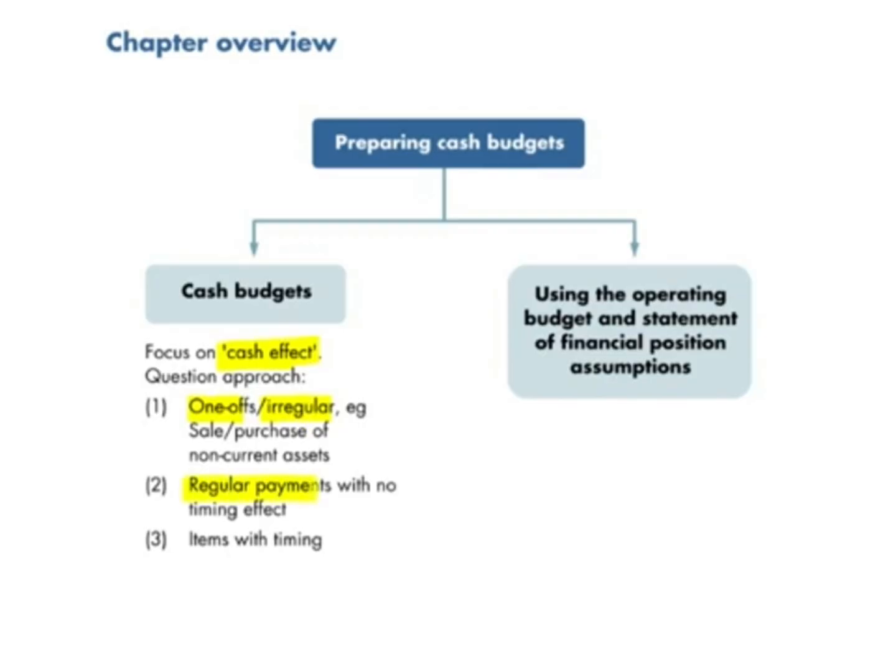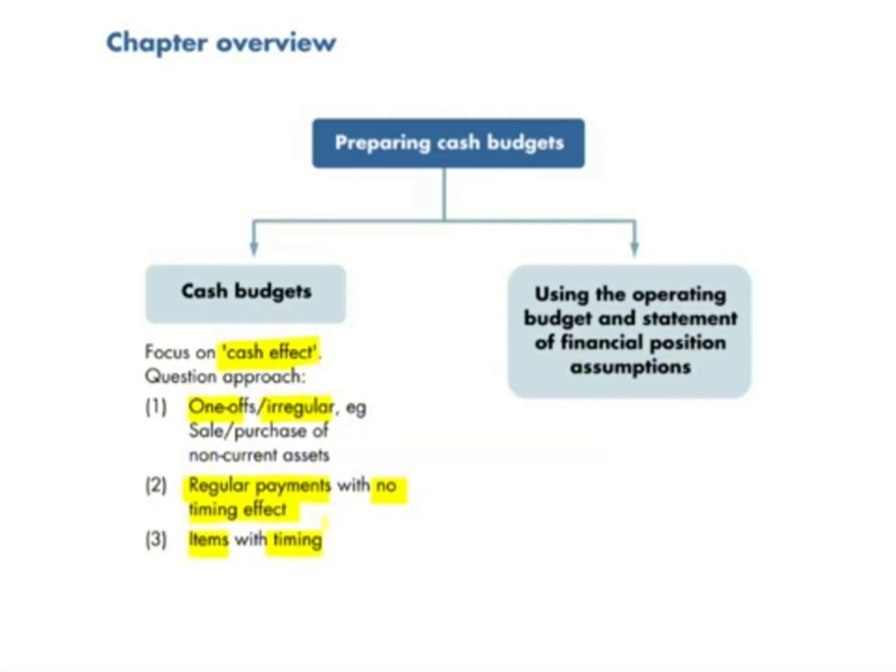Look for regular payments with no timing effect second, because again, that should just relate to one time period. And then finally, look for any items that have timing, such as sales receipts, where we may be granting our customers 30 days credit, same with suppliers, and we might also need to take into account any settlement discount that we either receive from our suppliers or we offer to our customers.